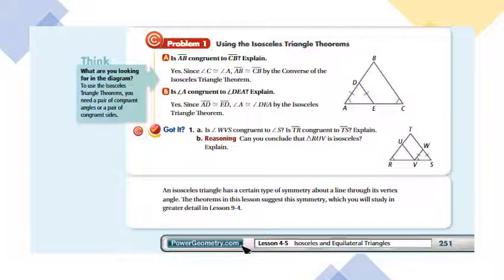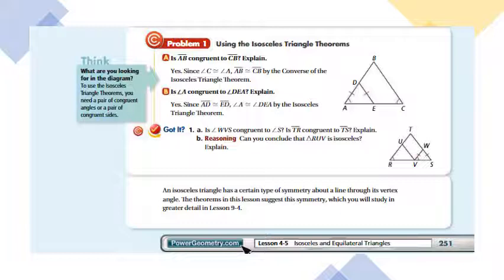Angle A, this one, congruent to DEA. Okay, let's see. Look at the small triangle, all of you. They put the mark here on the sides. So you can understand that the two sides are congruent. So by using the isosceles triangle theorem, yes, we can say that angle A is congruent to angle DEA. That's it.